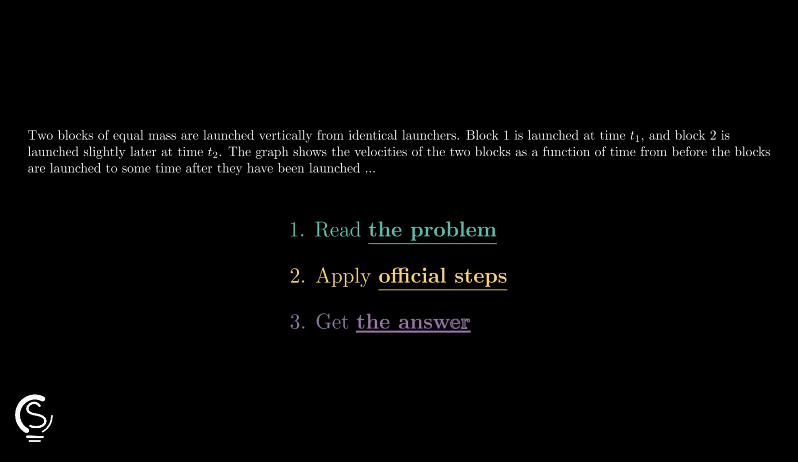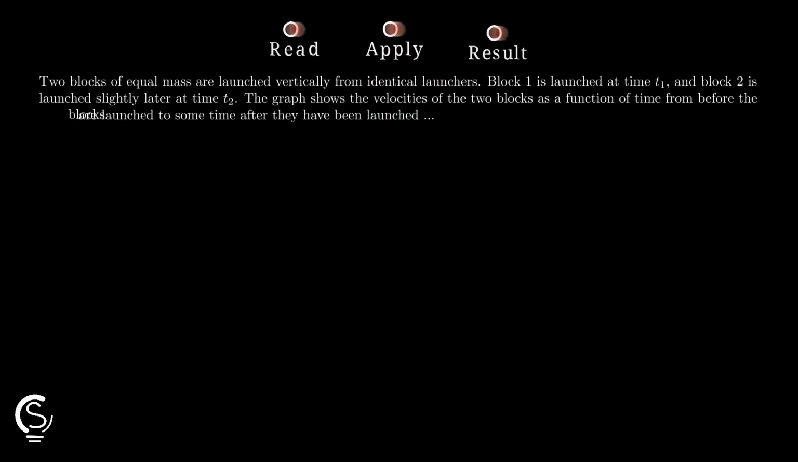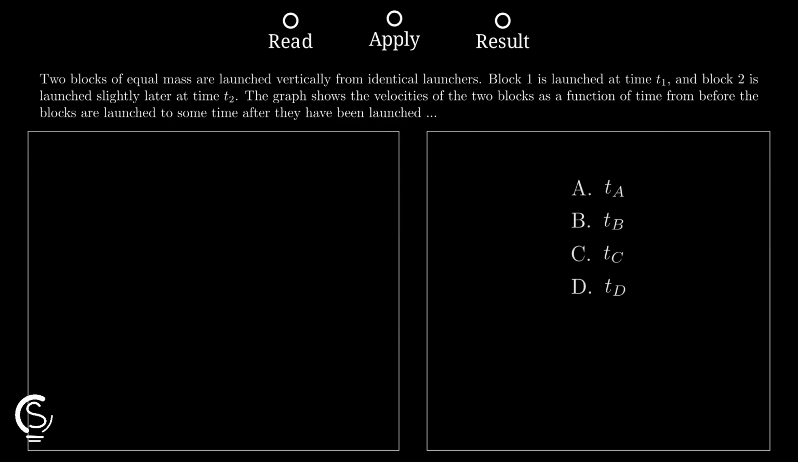Let's go! Center of mass velocity questions look scary, but this one is quick. Read the graph, combine both blocks' velocities, and spot when their average becomes 0. For two blocks of equal mass, the center of mass velocity is just the average of their velocities, so it equals 0 exactly when the two velocities add to 0.